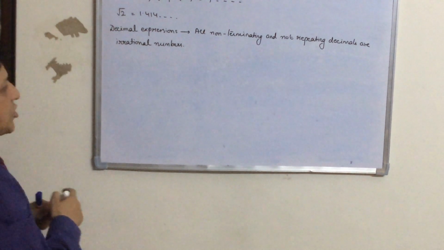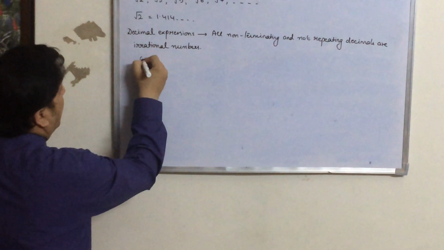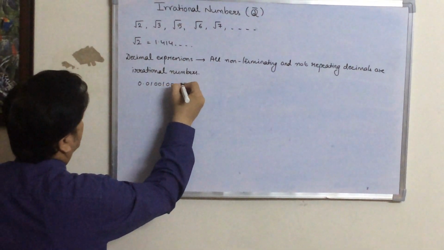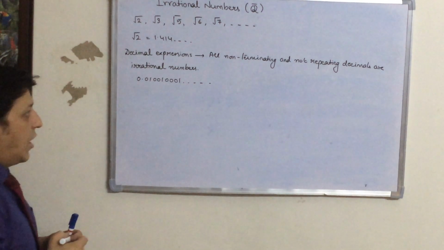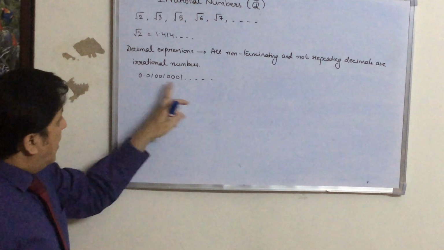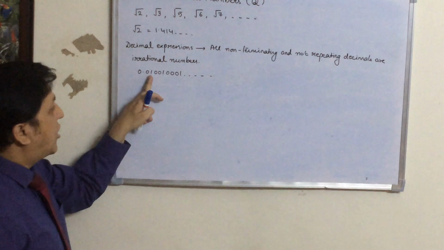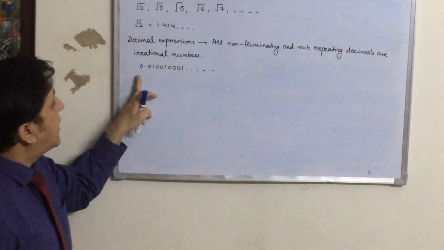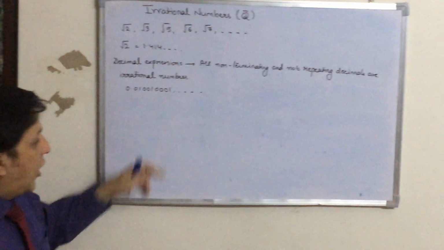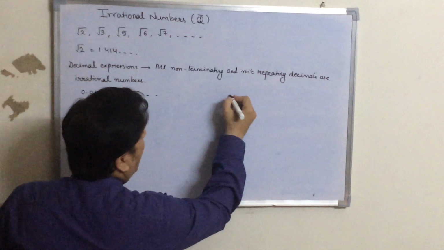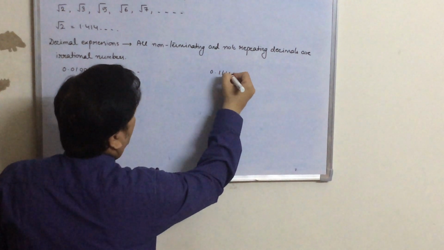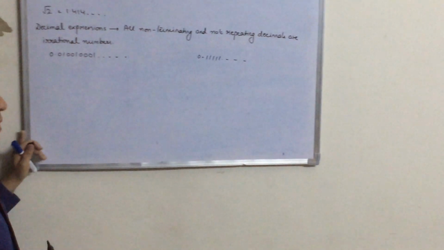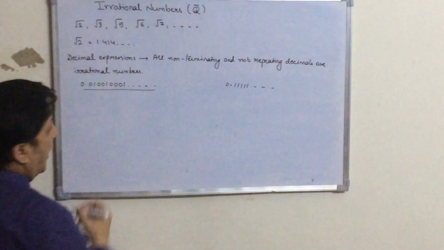called irrational numbers. For example, we can write 0.01, 001, 0001 and so on. Now there is a pattern here. We have 1, 0 then 1, 2 zeros then 1, 3 zeros then 1, but it is not repeating, because when we discussed repeating, it was something like 1 1 1 1 and dot dot dot, wherein after the decimal point 1 was repeating, which is not happening here.